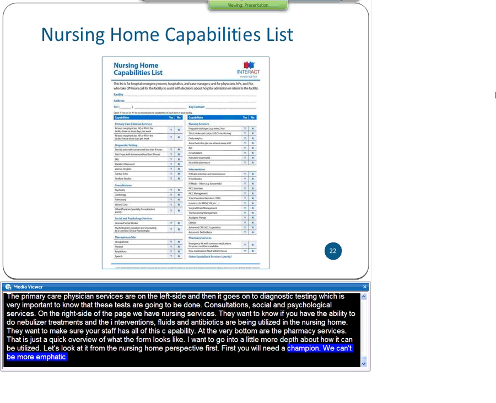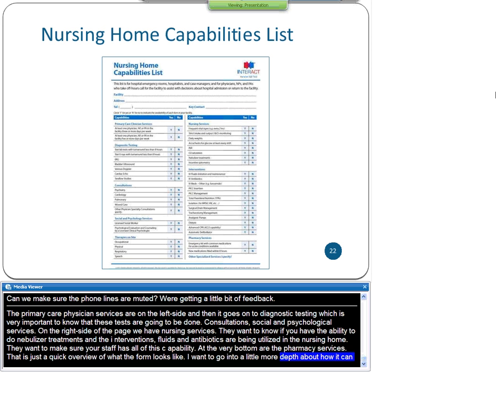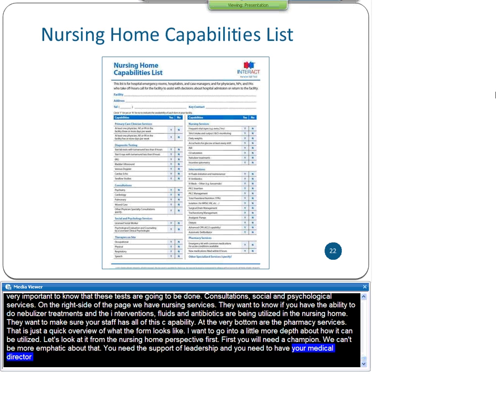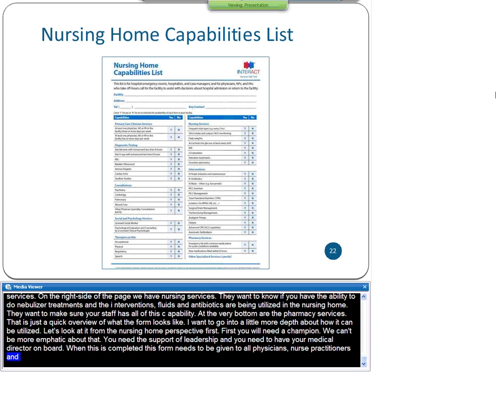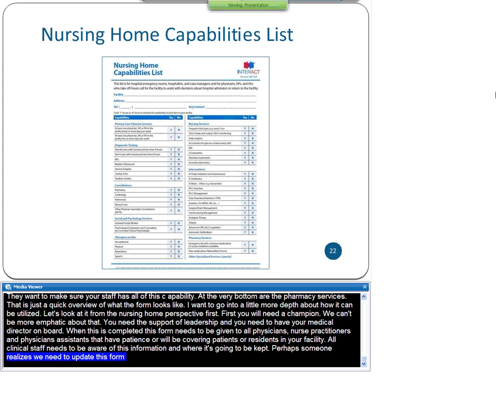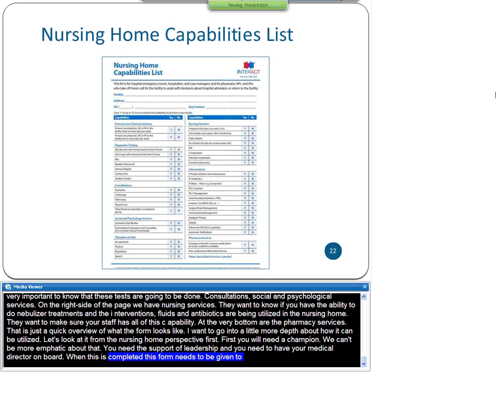And when this is completed, this form needs to be given to all physicians, nurse practitioners, and physician assistants that have patients or will be covering patients or residents in your facility. All clinical staff needs to be aware of this information and where it's going to be kept. Perhaps someone realizes, we really need to update this form because we have a little more skill or capability that we've been working on. So we want to make sure that it's kept up to date and that people are aware of what you can do.